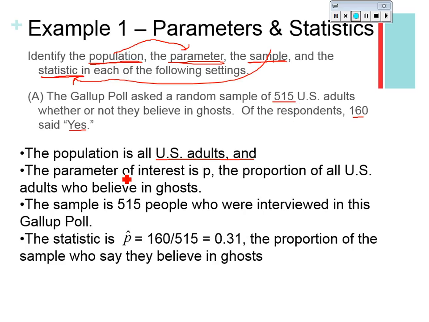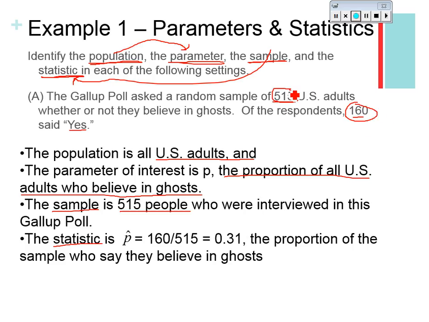So the parameter of interest here, the reason that we're sampling, is that we want to know the proportion of all U.S. adults who believe in ghosts. That's what we don't know about the population and what we would like to gain some information about. The sample in this case would be the 515 people who were interviewed, and the statistic that you get from the sample is the results here. So they said that of their 515 U.S.